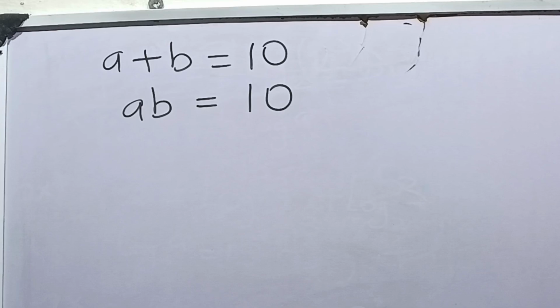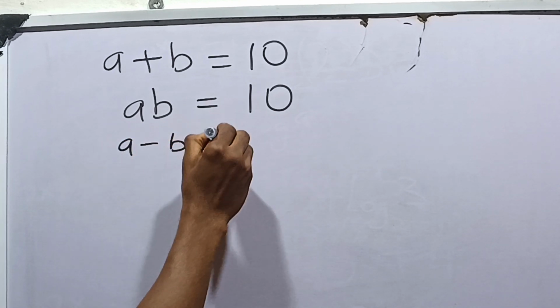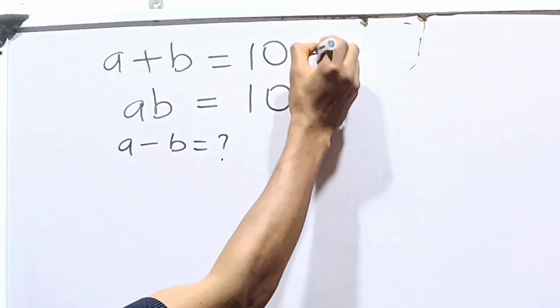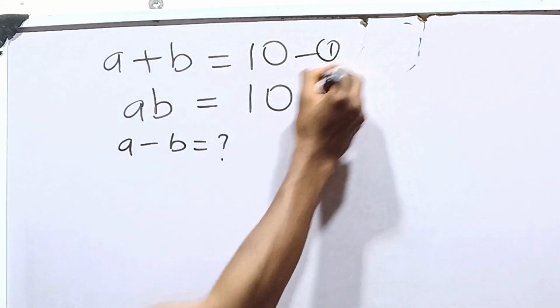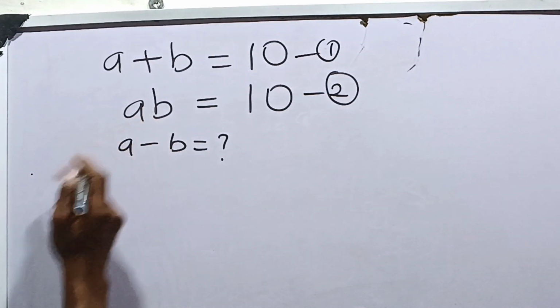Let's solve this together. It says a plus b is equal to 10 and ab is equal to 10. We are about to solve for the value of a minus b. Now, the first thing you can do here is to call this equation 1 and call this equation 2.